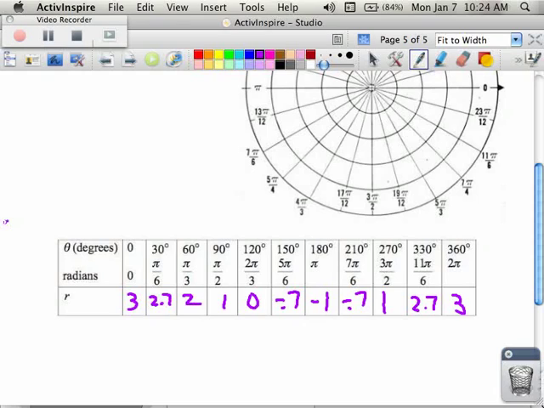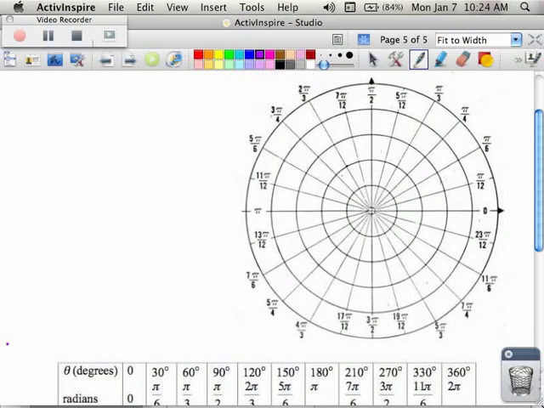Okay? So now let's look at how to graph this thing. Is there anybody still copying those coordinates? All right. If I graph this, and I look at these coordinates, the first one at 0, when I face 0, I walk out 3 units. So 1, 2, 3, here's a dot.